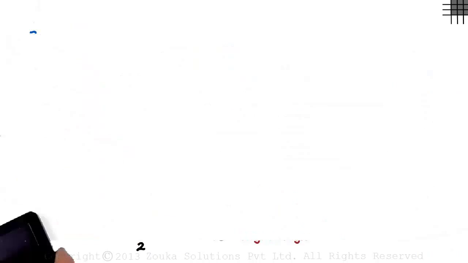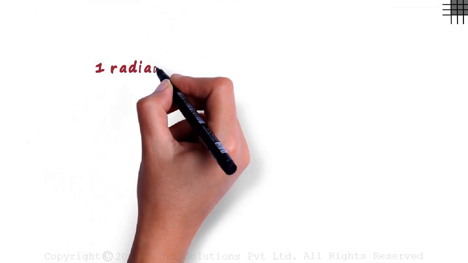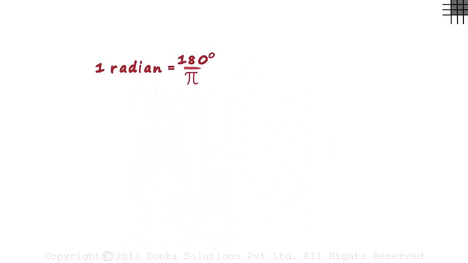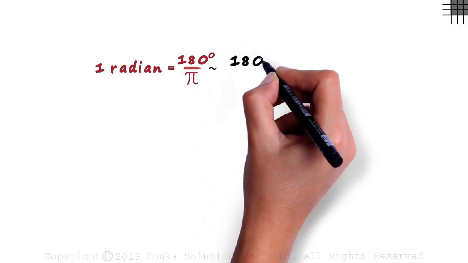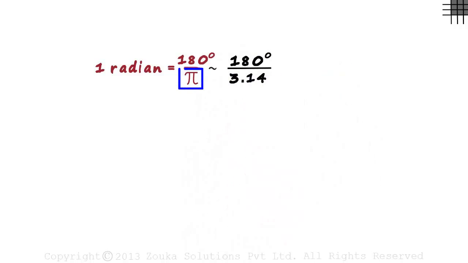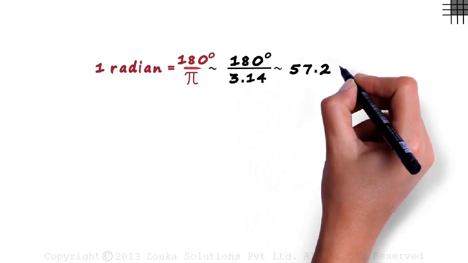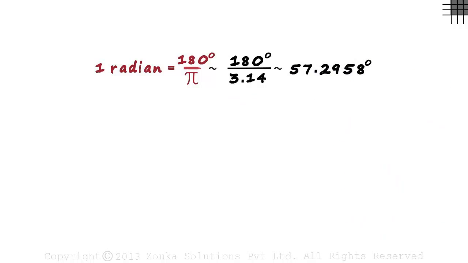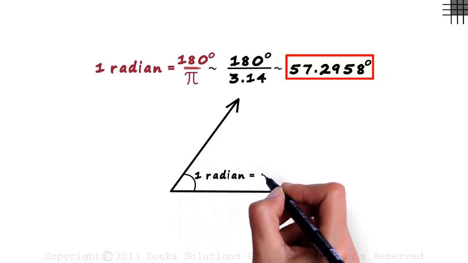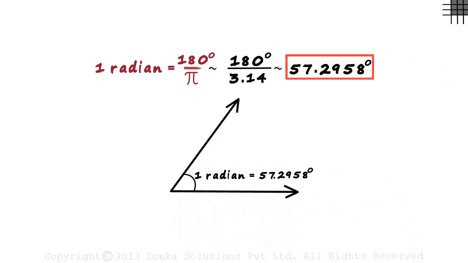Let's erase this to understand the most important thing we should take away from this video. Remember, 1 radian is equal to 180 degrees by pi. This is approximately equal to 180 degrees by 3.14 since pi is approximately 3.14. Solving this, we get 1 radian approximately equal to 57.2958 degrees. 1 radian is just like any other angle in degrees like this. This measures 1 radian, which is 57.2958 degrees. If you're still unclear about radians, don't worry about it. Watch this video again and I'm sure it'll make more sense.